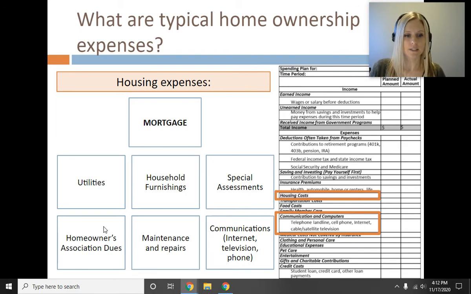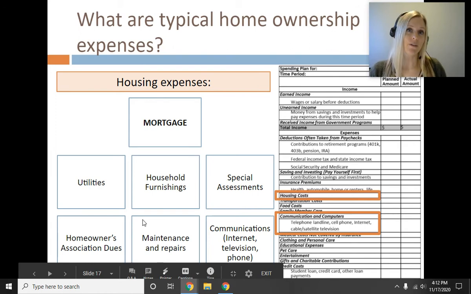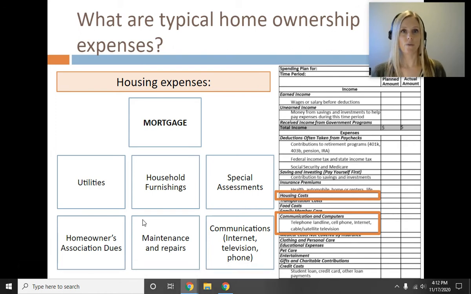And if that's part of your cost, now you have that to add on to your other expenses, your mortgage and your utilities. Maintenance and repairs. Now that you're a homeowner, you are responsible if anything goes wrong with your house. And so you need to plan for those expenses, maybe save up a little money set aside so that if something has to be repaired, you don't have to come up with it right away. And then, of course, communications involving internet, TV, and phone again.